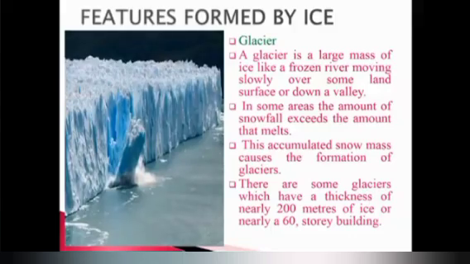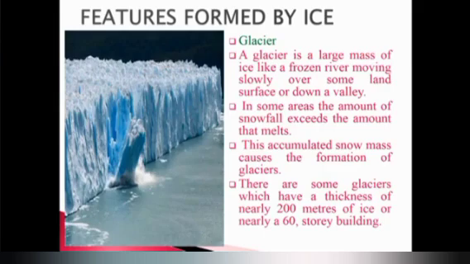Next, we are going to learn about features formed by ice. The first one is glacier. A glacier is a large mass of ice like a frozen river moving slowly over some land surface or down a valley. In some areas, the amount of snowfall exceeds the amount that melts. This accumulated snow mass causes the formation of glaciers.